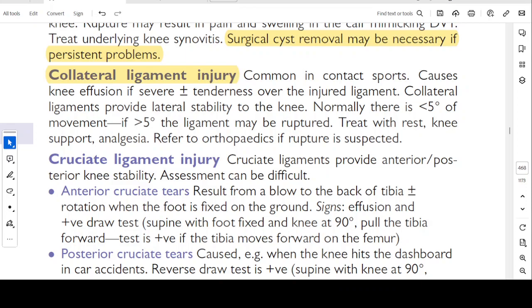Collateral ligaments provide lateral stability to the knee. Normally, there is less than 5 degrees of movement. If more than 5 degrees of movement, the ligament may be ruptured. Treat with rest, knee support, analgesia. Refer to orthopedics if rupture is suspected.